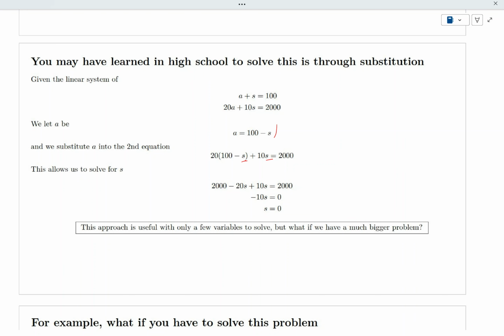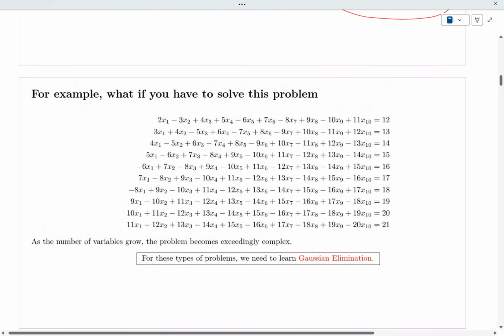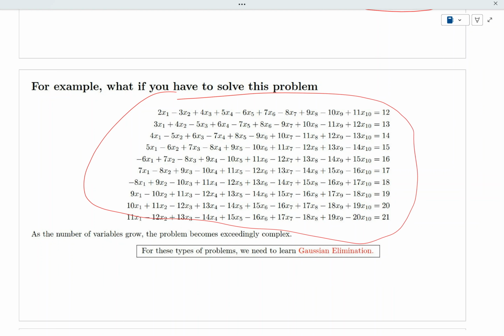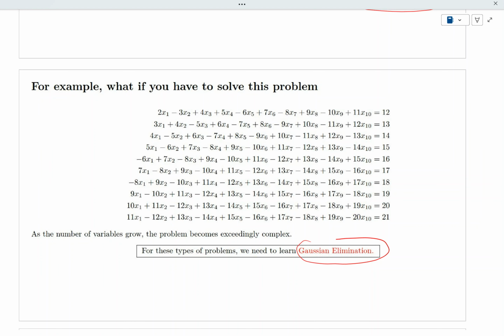And this makes sense if you have two equations or three equations with three unknowns. But what happens if we have a much, much, much bigger problem? For example, let's look at this one, right? You have 10 equations and 10 unknowns. And this becomes really burdensome to solve if you try to substitute them all together. So, a new approach to solve large equations like this emerged, and it is called Gaussian elimination.